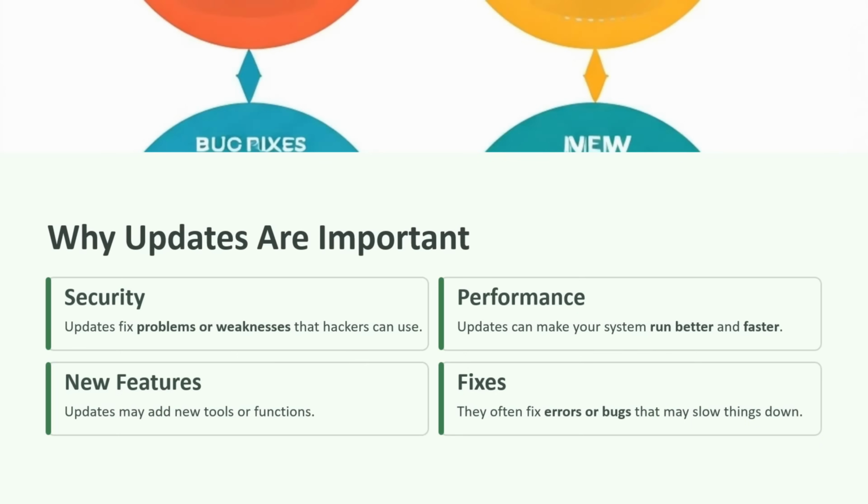Why are updates important? Updates fix problems or weaknesses that hackers can use. Updates can make your system run better and faster. Updates may add new tools or functions. Updates often fix errors or bugs that may slow things down.